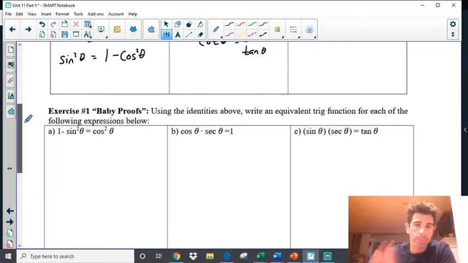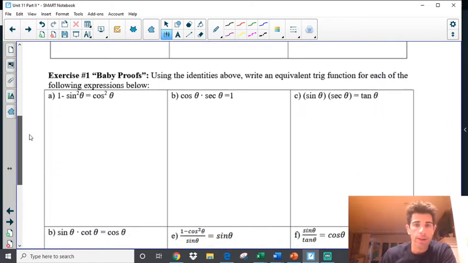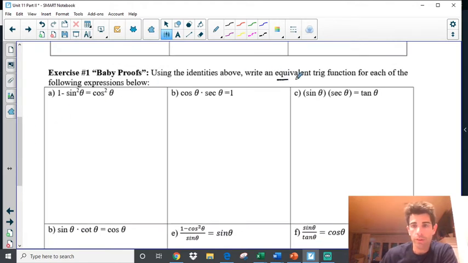So, baby proofs. Using these identities, write an equivalent trig function for each of the following expressions. It's basically saying, change it around so that they're equal to each other. If you look at this one, it's saying 1 minus sine squared theta is equal to cosine squared theta.